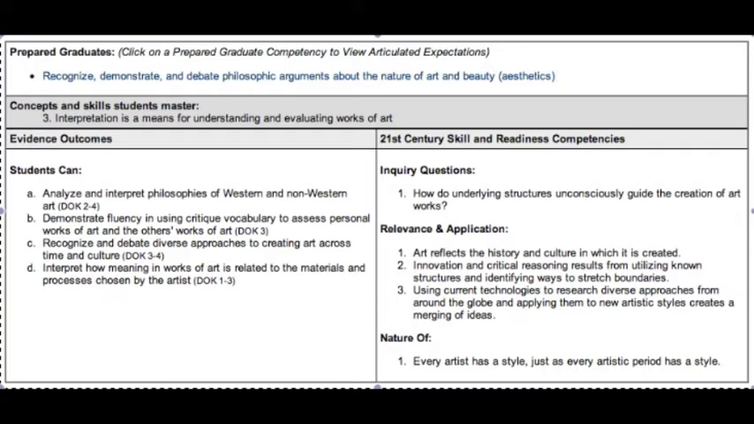The inquiry questions that this lesson utilizes are: how do underlying structures unconsciously guide the creation of artworks? When discussing art, what vocabulary is commonly used? Why does art have its own vocabulary? Has art changed from the past? How so? Is art different across the globe? How so? The understanding is the interpretation is means for understanding and evaluating works of art.